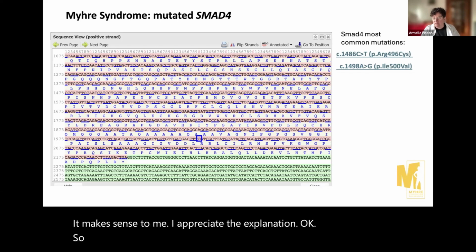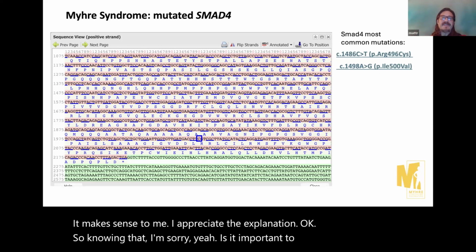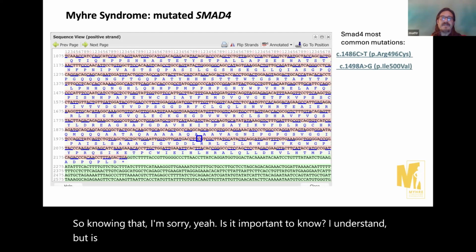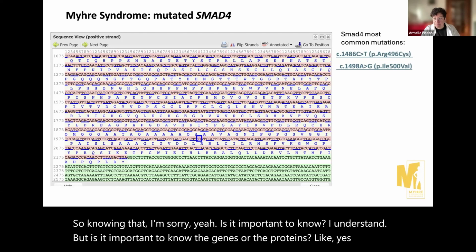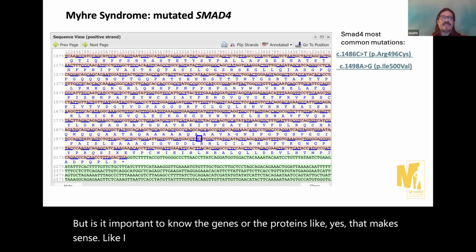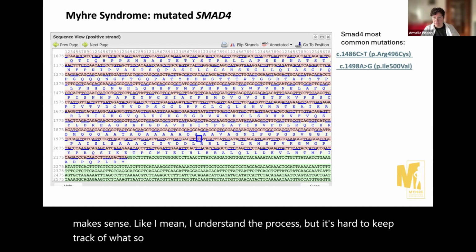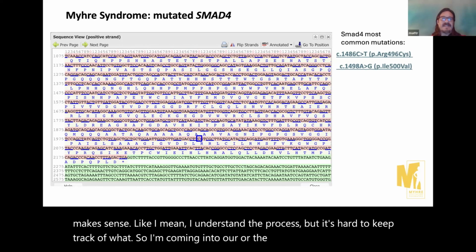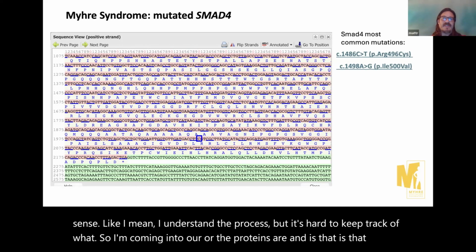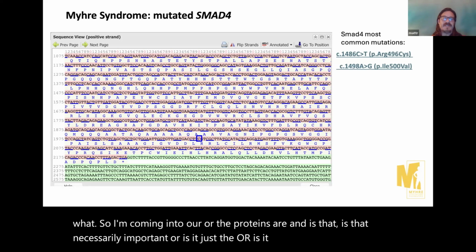Is it important to know? I understand, but is it important to know the genes or the proteins? Does that make sense? I understand the process, but it's hard to keep track of what the genes are or the proteins are, and is that necessarily important, or is it just how it's put together that's important?